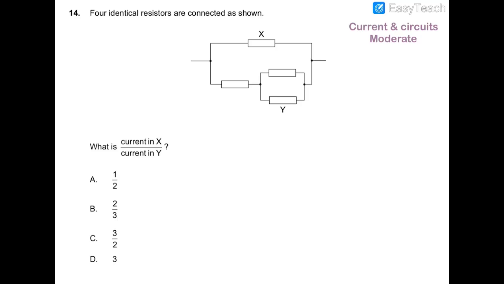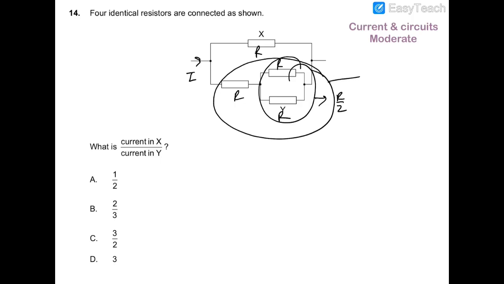In this question, you can see that there are four identical resistors that are connected like this. So we have to find the value of current in X upon current in Y. Obviously these are identical, so this is R, this is R, this is R, this is R. Let us consider that the potential difference across X is V, and the total current is I. The equivalent of these two is R/2, and the equivalent of these three will be R/2 plus R, which is 3R/2.